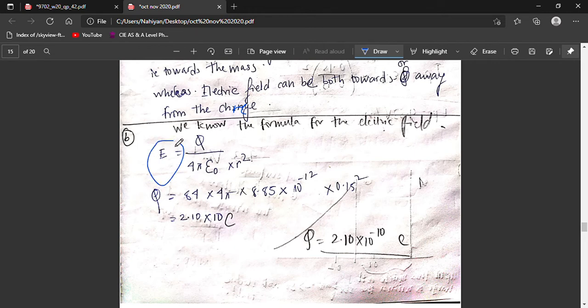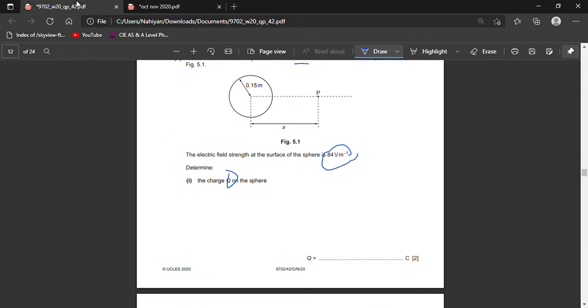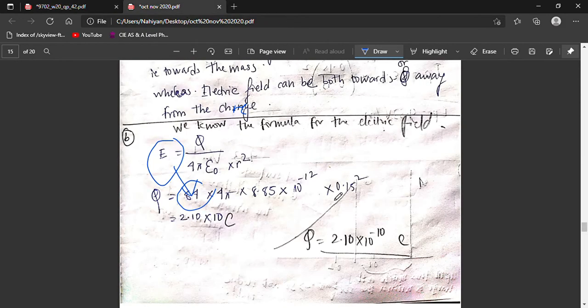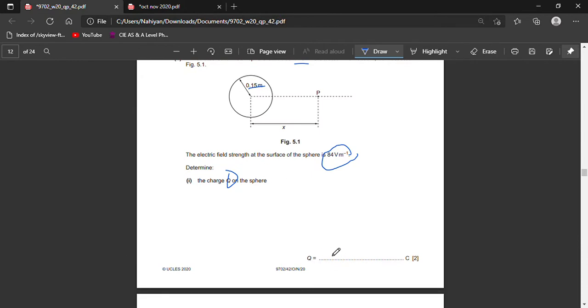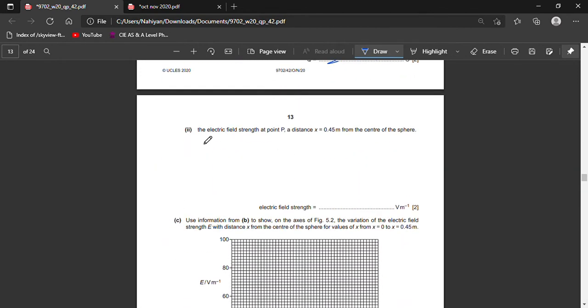The electric field strength is already given, which is 84. You just substitute the values and the distance, and we know R is 0.15 meters. You follow the formula and get a charge of 2.1 into 10 to the power minus 10, so 2.1 into 10 to the power minus 10 coulombs is my charge. The electric field strength at point P, a distance x equal to 0.45 meters from the center of the sphere. So what is the electric field strength?